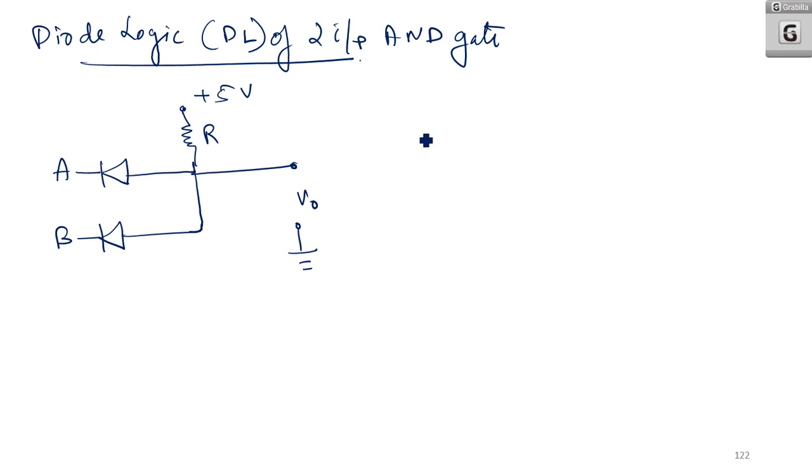Now, if A is 0 volt and B is 0 volt. So here what happens? A is 0 and B is 0. So this acts as ground. So this acts as ground. Therefore, the output voltage will be 0 volt.